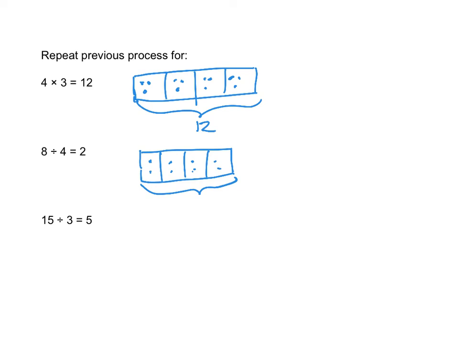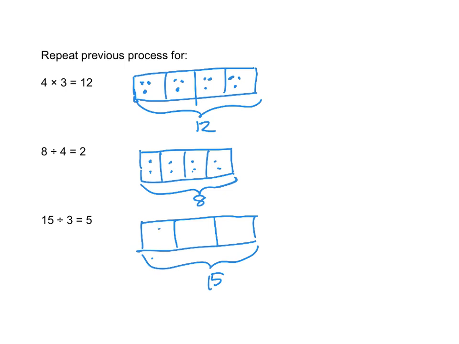The next one, 15 divided by 3 equals 5. So we're going to have a similar situation. Whoops, I forgot to label that as 8. We'll draw our tape diagram. Our total there is 15. We're going to divide that into 3 parts. And then if we took that 15 and said 1, 2, 3, 4, 5, 6, 7, 8, 9, 10, 11, 12, 13, 14, 15, well, we would have 5 in each of those parts, which matches our division sentence there.